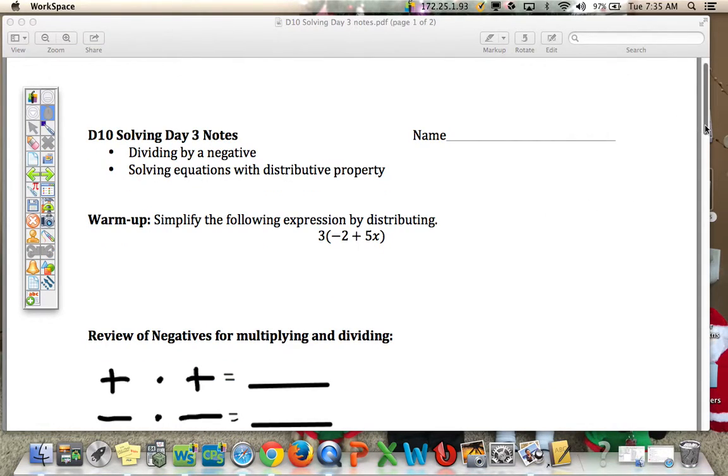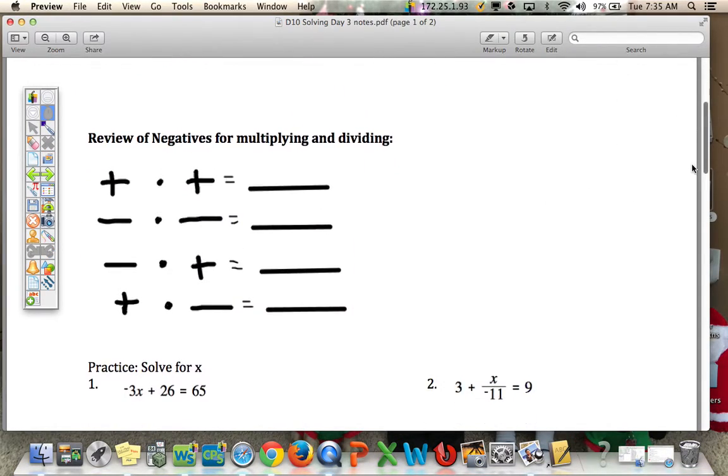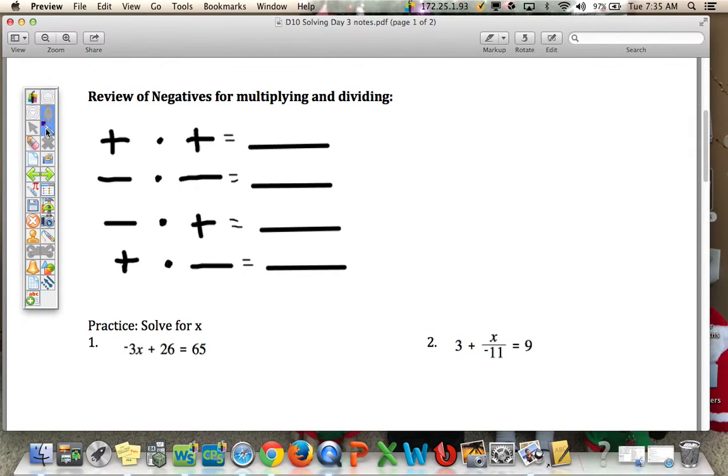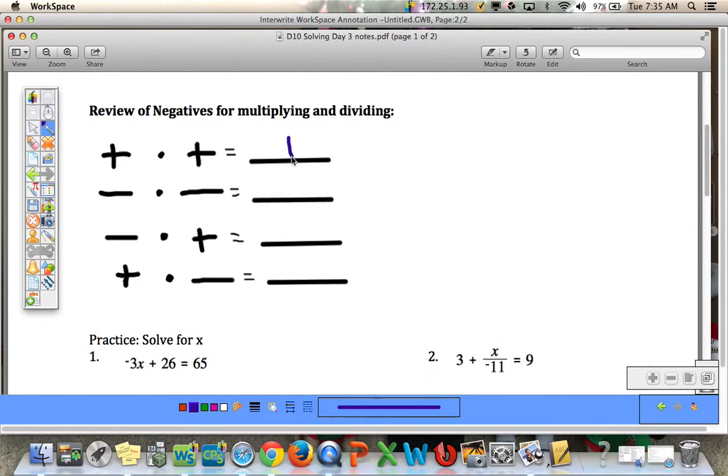Let's review multiplying and dividing with negatives. A positive times a positive is a positive because it's like adding in hot cubes. A negative times a negative is a positive because it's like taking out cold cubes. A negative times a positive is a negative because it's like taking out hot cubes, and that would make the temperature go down. And a positive times a negative is a negative because, again, it's like adding cold cubes, and that would also make the temperature go down.